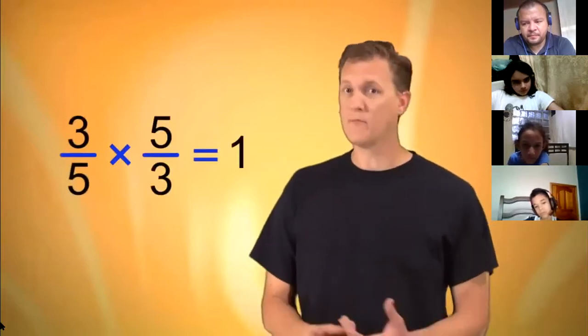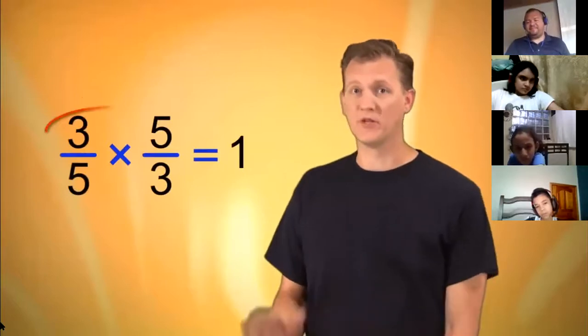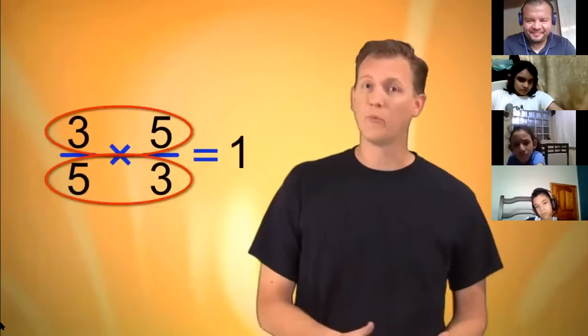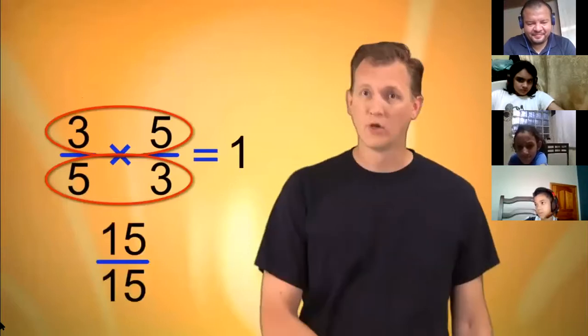And an interesting thing about reciprocals is multiplying a fraction by its own reciprocal will always give you 1. That's because you'll have the same multiplication problem on the top and bottom, so you'll end up with a whole fraction, which is always 1.